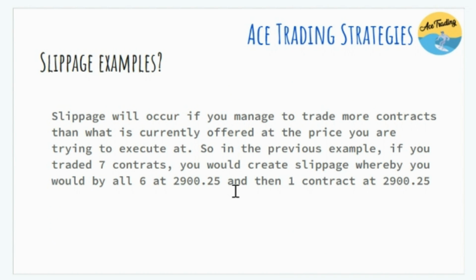So slippage will occur if you trade more contracts than what is currently offered at the price you are trying to execute. So in that previous example, if you traded 7 contracts, you would have created slippage with all 6 at 2,925, and then you'd have to fill one above that, one tick above that.